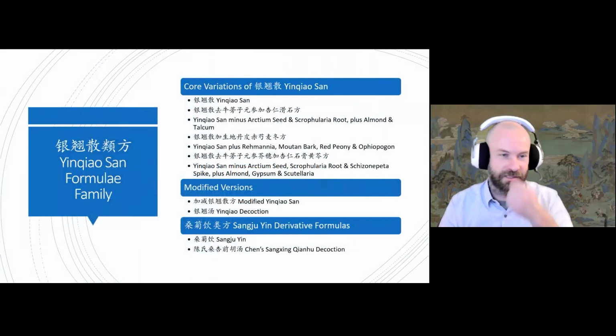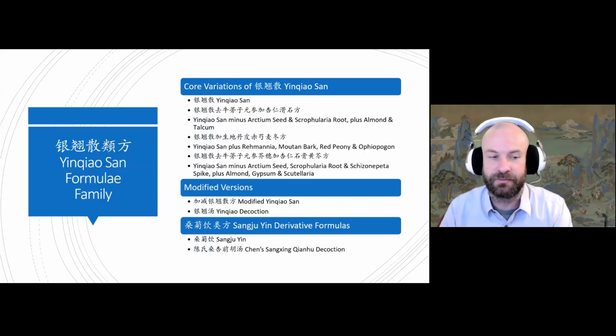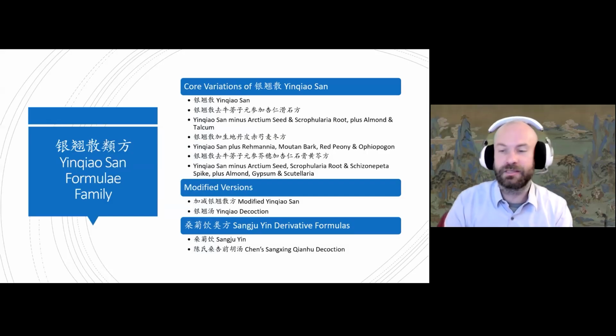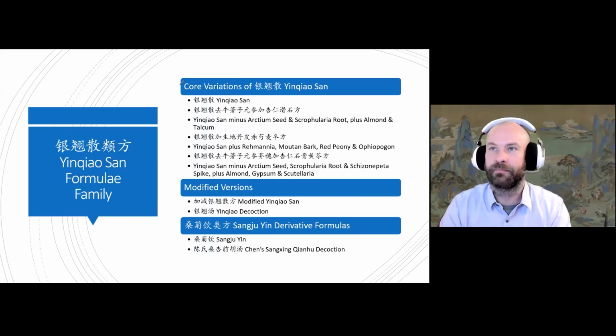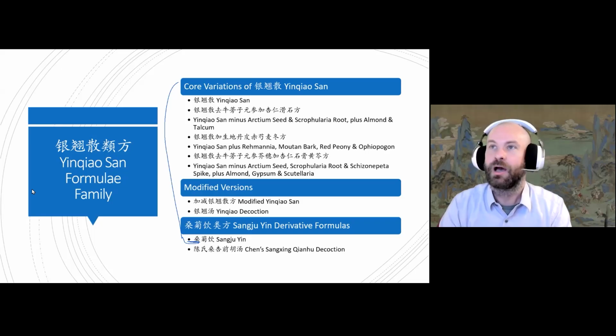Now, this is just another thing that you can look at in your own time, but there's a famous author in China, and he had a look at different formula families for Yinqiao Sǎn, and he actually even put Sangju Yin under the Yinqiao formula family as well. So he views it as a variation of Yinqiao Sǎn, which I thought was interesting. All of these ones, I'm pretty sure, are all in the Wenbing Tiaobian. These other ones, I'm not sure. I'm pretty sure Yinqiao decoction is also in the Wenbing Tiaobian.